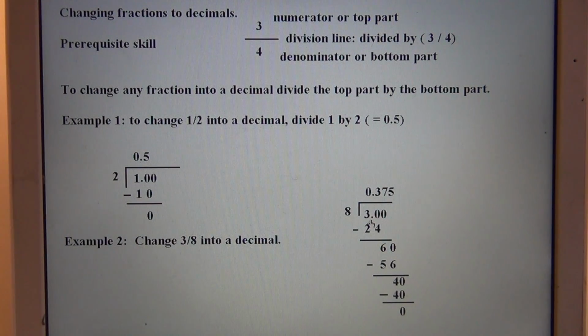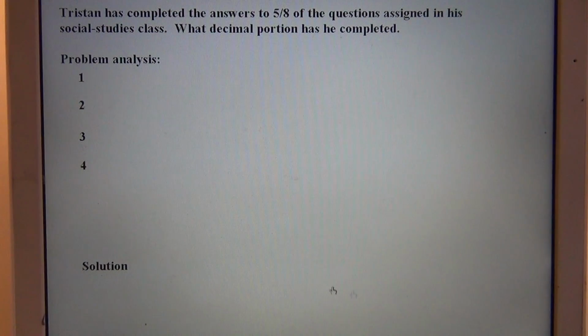And on the video events section of www.happynumbers.org, under decimals, there is a part on dividing by decimals, and you may want to review that if you don't know this skill. Let's go to some other problems.